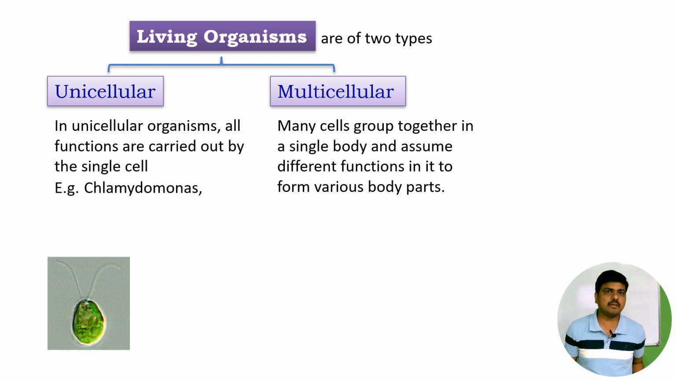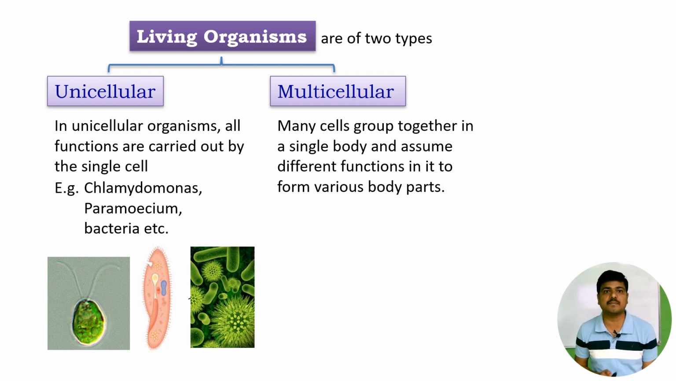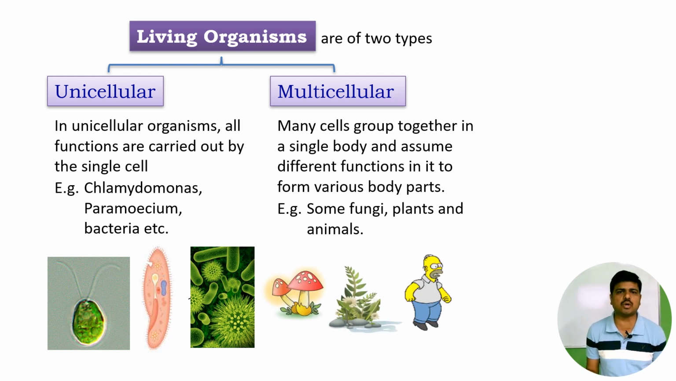Let's take a look at some examples. There is an alga called Chlamydomonas. It is a single-celled organism. Paramecium, a single-celled organism. Bacteria. These all are unicellular organisms. If you ask for multicellular examples, there are some fungi, plants and animals. All these are multicellular organisms.